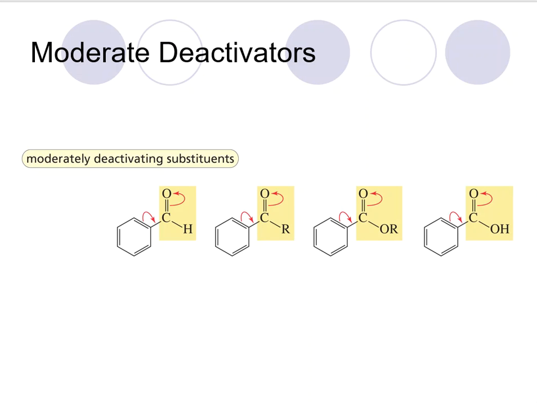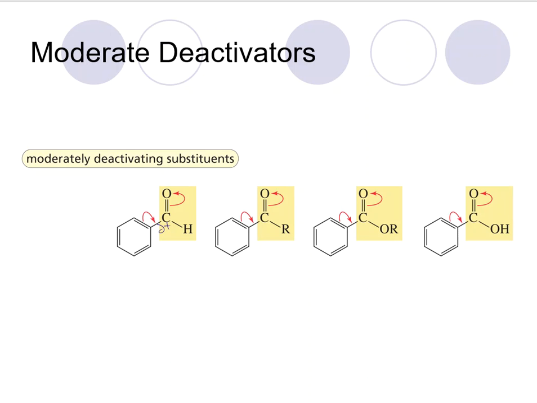So that carbon is an electron sucker. It pulls electrons away from the benzene because of the electronegativity difference between the carbon and the oxygen. Oxygen has a higher electronegativity value, which means that it pulls the electrons away from carbon, which makes that carbon a partial positive charge, and that partial positive charge is attracted by the electrons in the benzene ring.